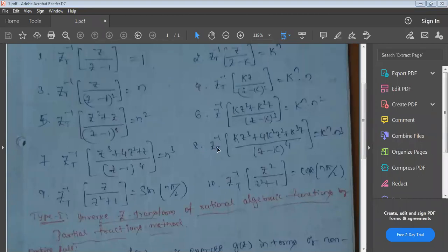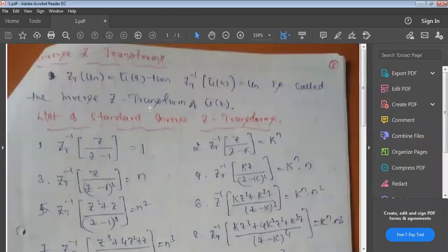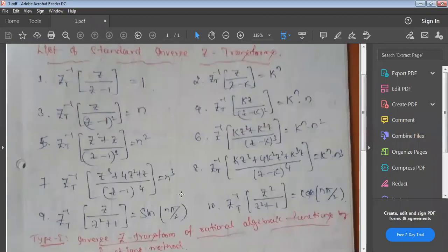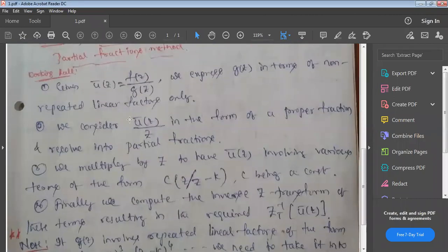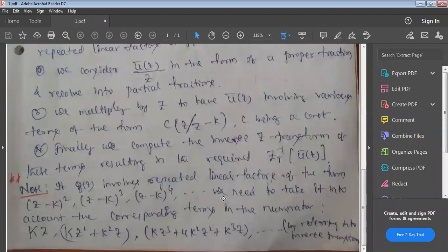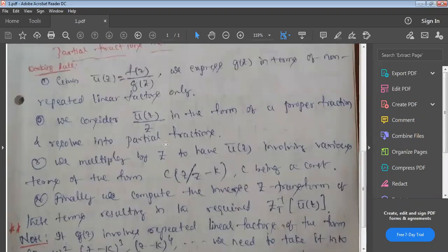Right. So this is how we can define our inverse Z transformation, the list of standard inverse Z transformations, and the working procedure to solve a problem here. So this is about your inverse Z transformation basic concepts. So let us see how to solve a problem by using this working rule now. So we discuss the problem.